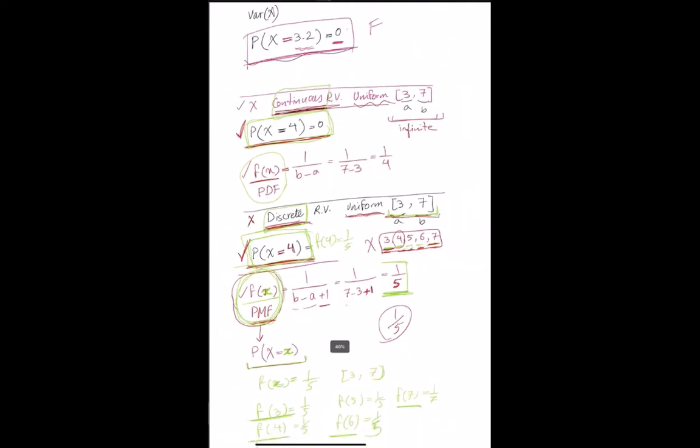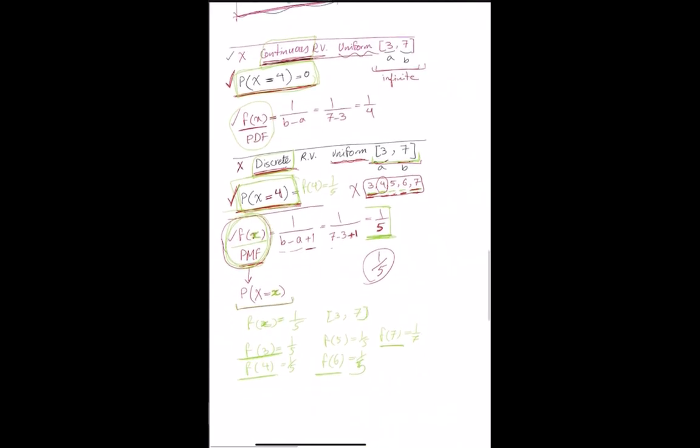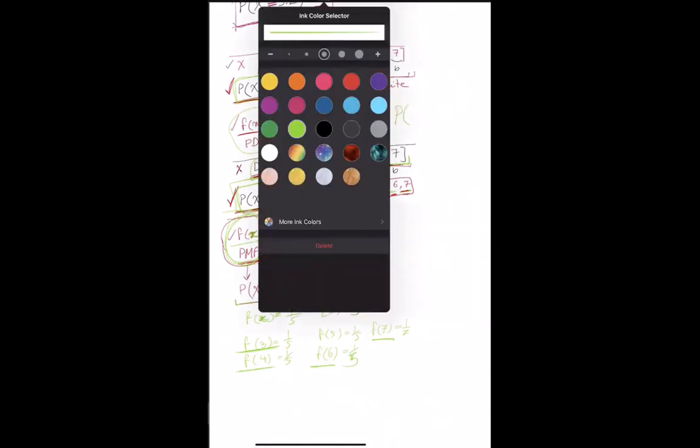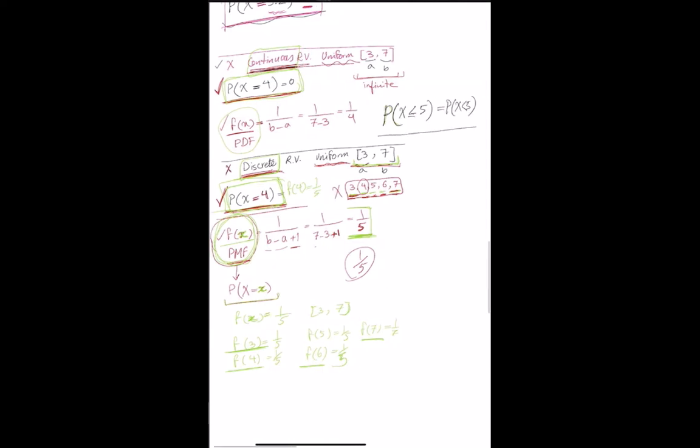So now that we are here, let me ask you another question. For this same problem, probability of x less than or equal to 5. Is this correct? Is this expression correct?